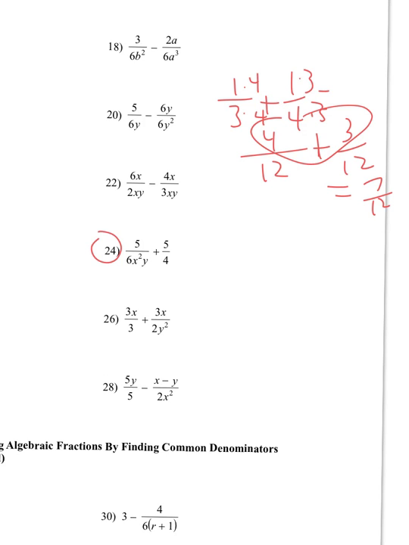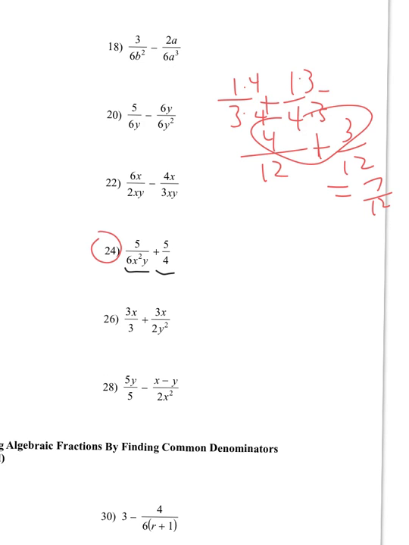You're going to do a similar thing with algebraic fractions. You need to find a common denominator. Now, in this section, we're going to look at them being monomials. So on 24, we've got 6x squared y as a denominator, and I've got 4. So I want to find the least common multiple, or what a common denominator would be. For 6 and 4, it would be 12, and then I need to pick my variables.